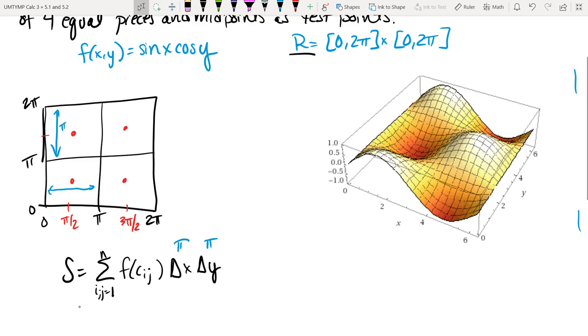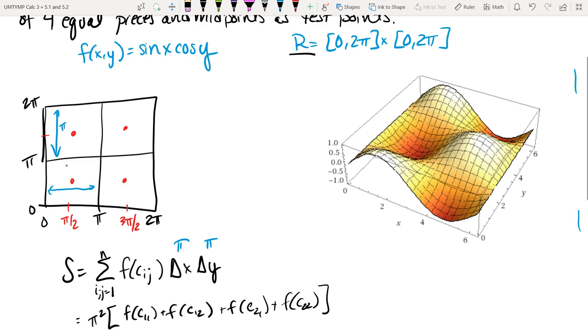So then all I need to do is add up. So this is going to be pi squared. Then I need to just add up all the midpoints. So this will be f of C11 plus f of C12, I'll explain the notations in a moment, and then plus f of C21, and then plus f of C22. And so I'm identifying these as the points C11, C12, C21, C22.